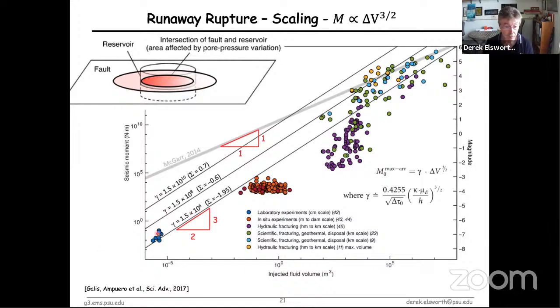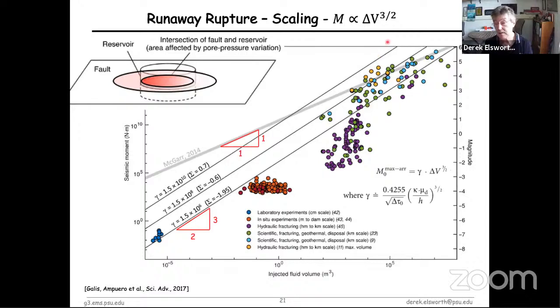These are some laboratory experiments done at the University of Toronto by Paul Young's group. Sebastian Goodfellow, I guess, is the author of those. And they might hint that this could be the relationship that would describe this data. So the question remains as to which scaling is viable.